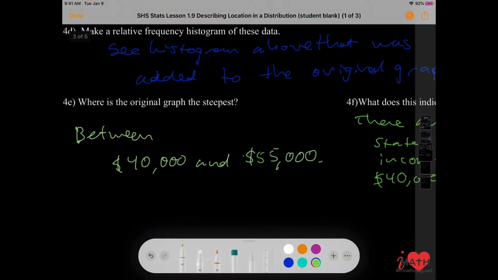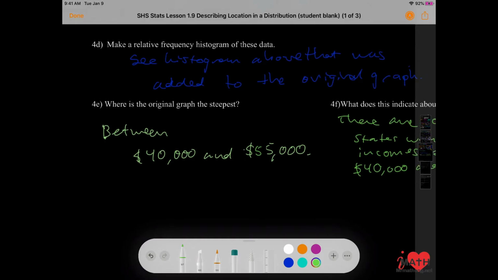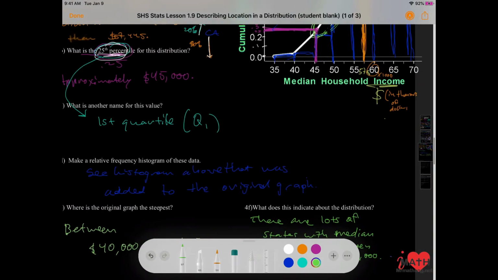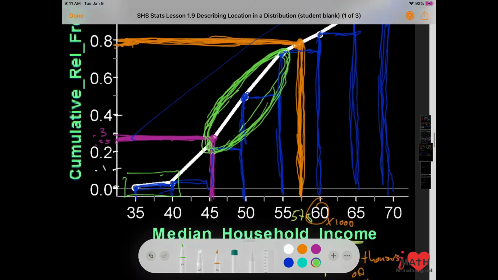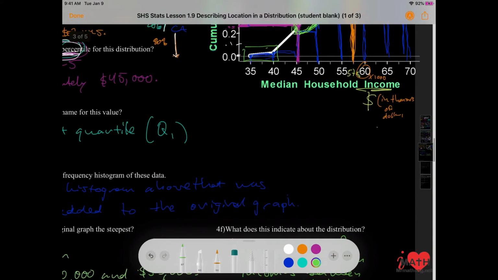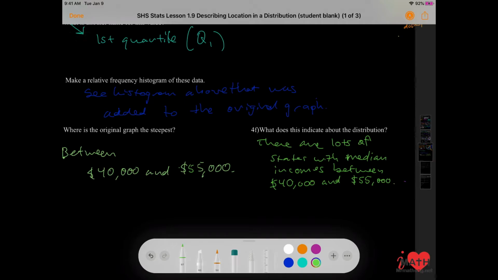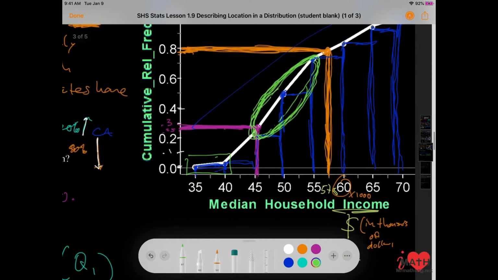Where is the graph the steepest? Well, if you look between 40,000 and 55,000, I circled, steepest means the hardest climb. It's kind of like the most exciting part of a roller coaster. And down here, it's kind of flat, right? But here, a lot of things are happening. So what does it mean? If it's a sharp incline, that means there's more data. More things are happening. That means more states have their incomes between there. So I said between 40 and 55,000. There is a steep incline here.